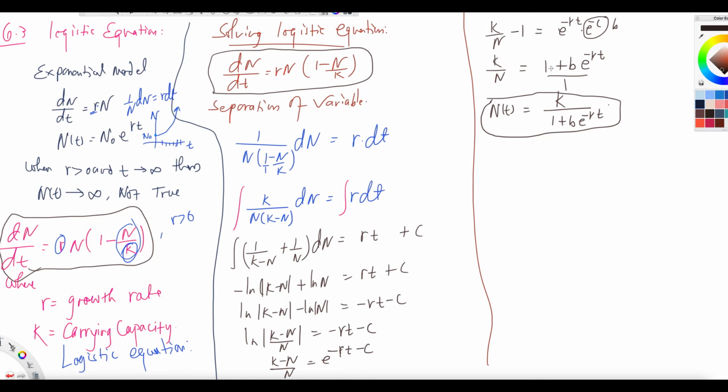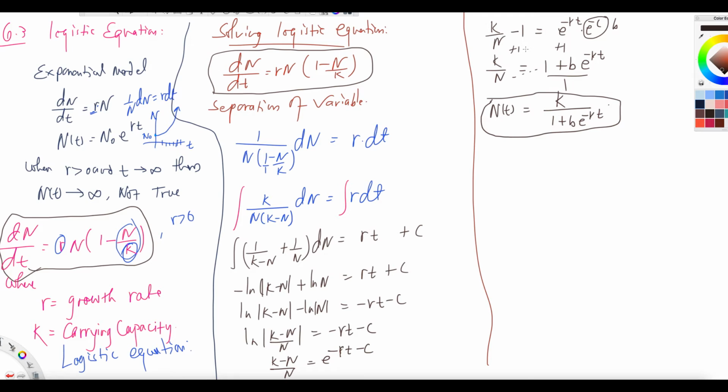So it is basically, if you add 1 on both sides, you get 1 plus B e to the negative rt. Therefore if you solve for N, you just move this down and move N to the right side. It's just the cross multiplication there. If you do that, then N(t) will be K divided by 1 plus B e to the negative rt. So K is the carrying capacity, and r is the growth rate.